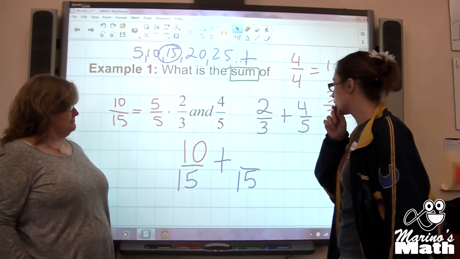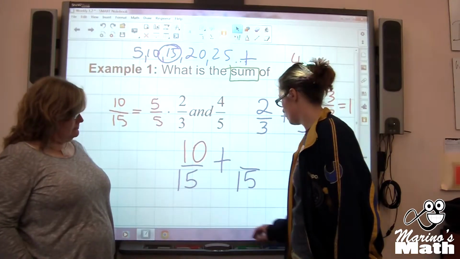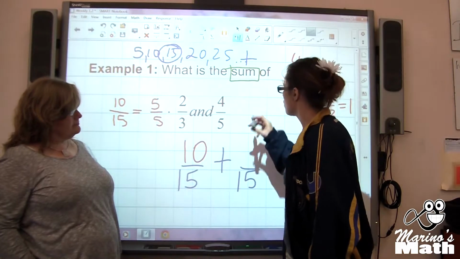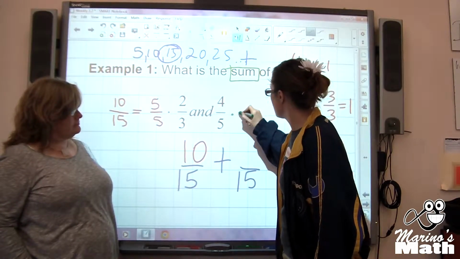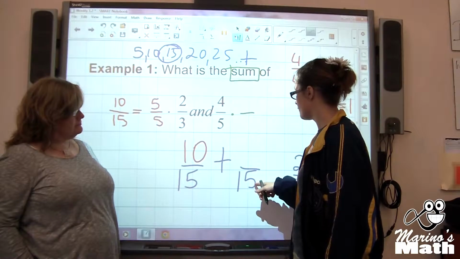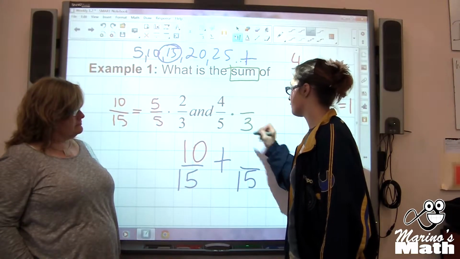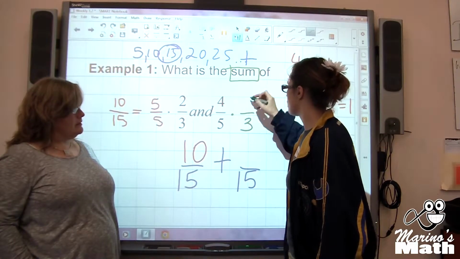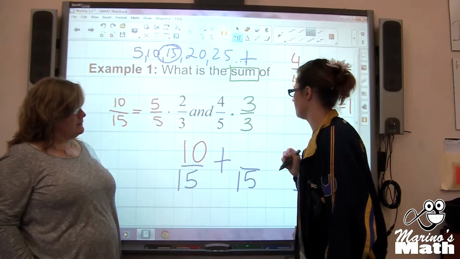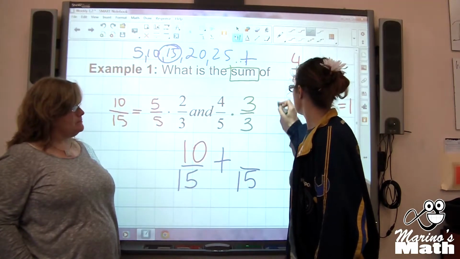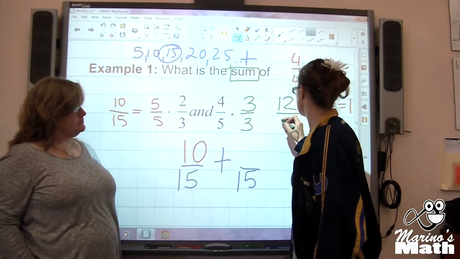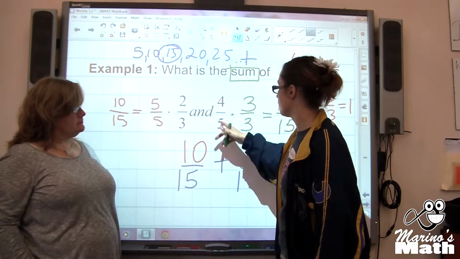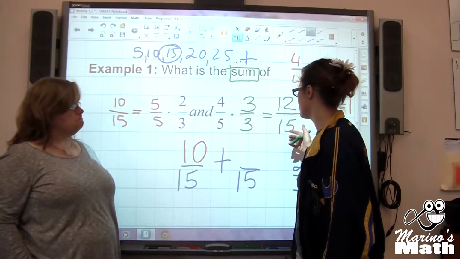Very cool. Let me try it for 4 over 5. I'm going to multiply it times a fraction. Because I want to get 15, 5 times 3 is 15. Whatever I multiply the denominator by, I also have to multiply the numerator by. So 4 times 3 gives me 12. 5 times 3 is 15. And we didn't change the value at all. 4 over 5 is exactly the same as 12 over 15.